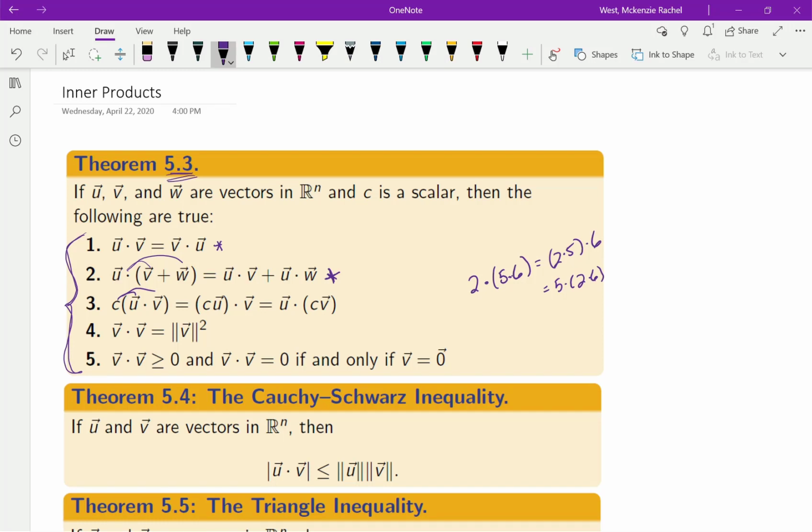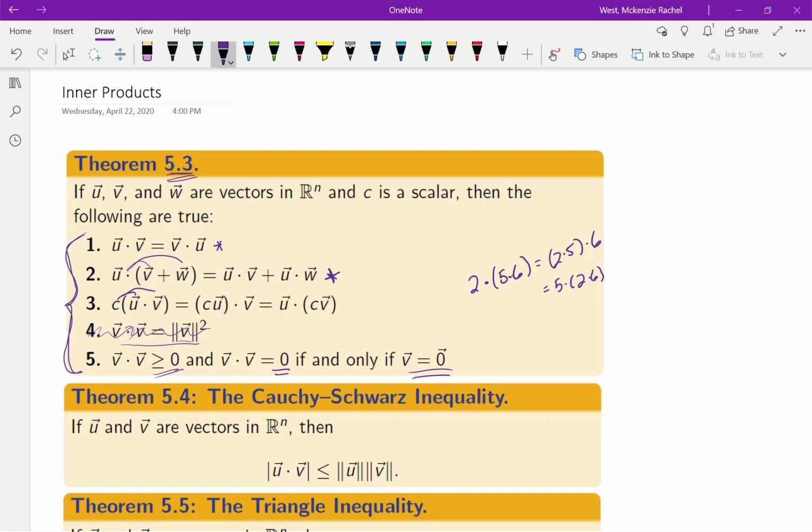Right? 4 we'll get back to. 4 is actually not one of our foundational properties, but it is a useful one, the fact that the dot product corresponds to a length. So let's lightly cross out 4 here. And then 5 says that the dot product is always at least 0 if you're taking the dot product of something with itself, and you only get 0 if you started with the 0 vector. So this goes back to our length thing: the length of something is always non-negative, and you only have 0 length if you have the 0 vector.